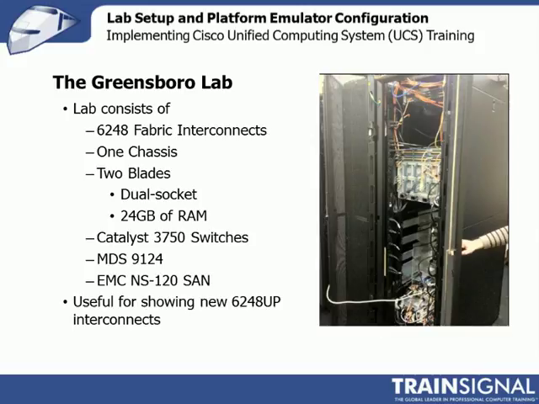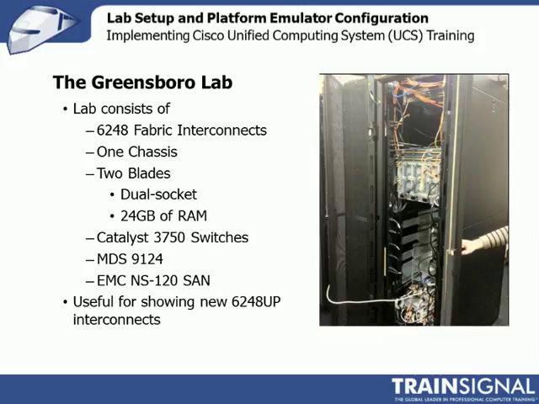Ethernet side, I've got a Catalyst 3750. Fiber channel, again, an MDS 9124. And the array is a little bit newer EMC NS120. So pretty good. The reason I kind of flip back and forth, even though the labs are very similar, is if I want to show you the 6248s, I'll use this lab.